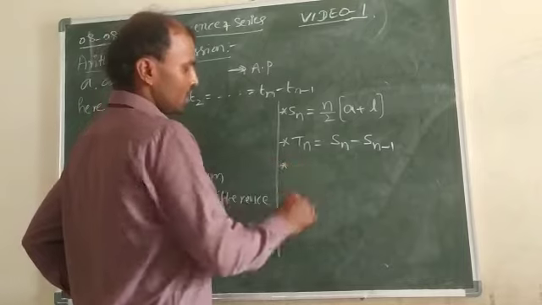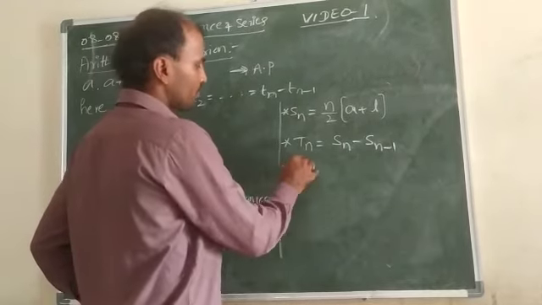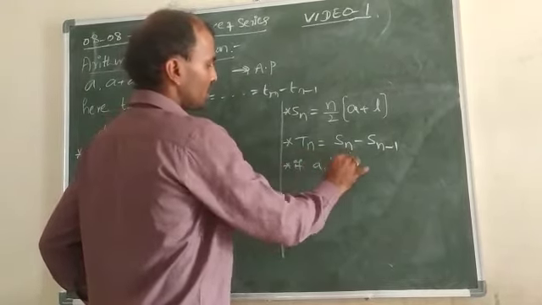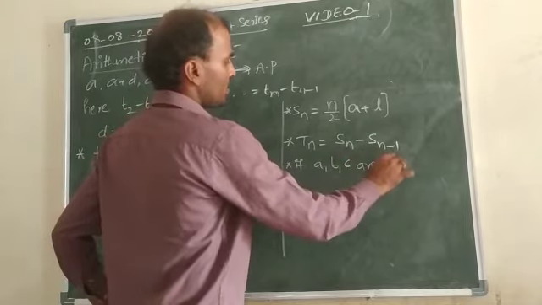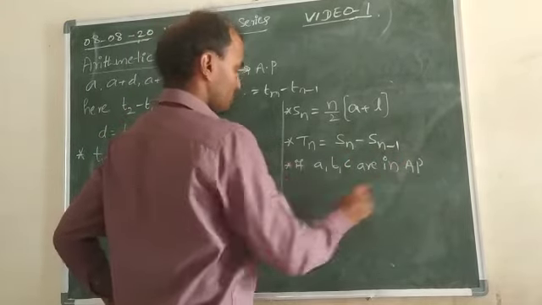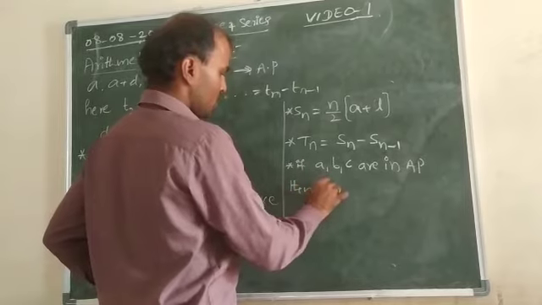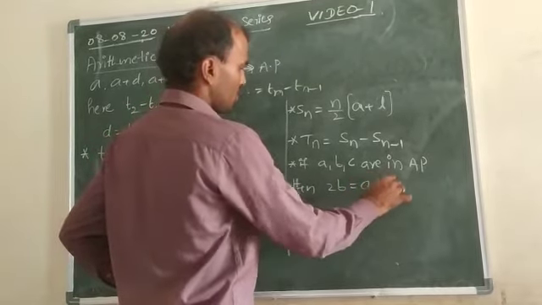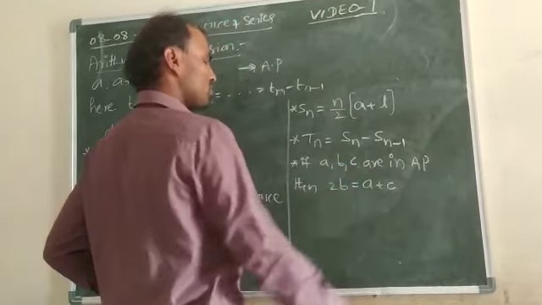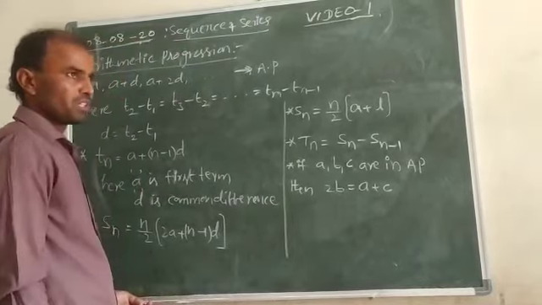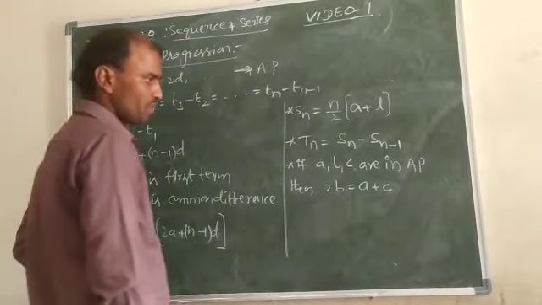Next, if three terms a, b, c are in AP, then what is the condition? 2b is equal to a plus c. If a, b, c are in AP, then the condition is 2b is equal to a plus c.